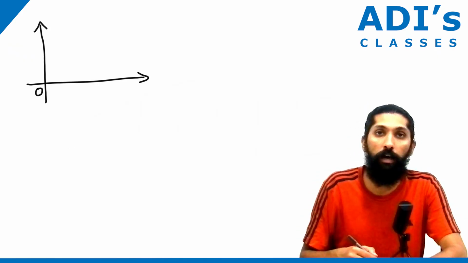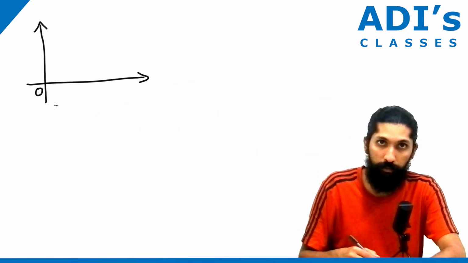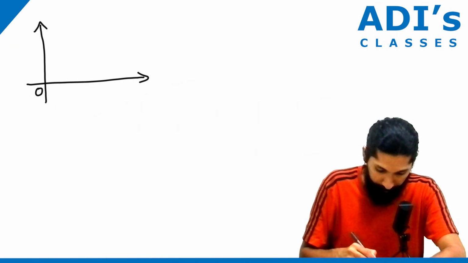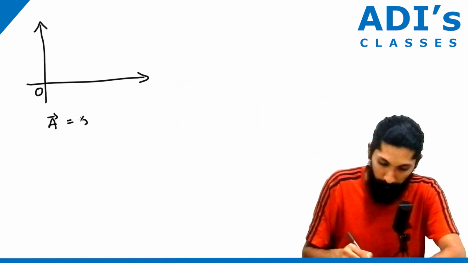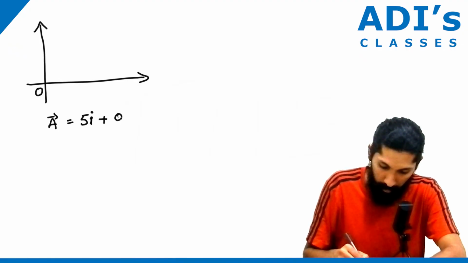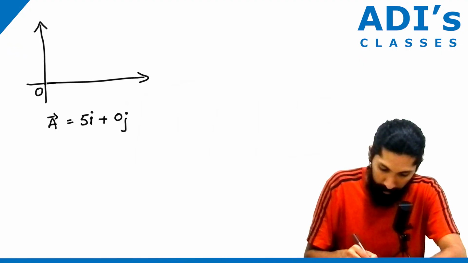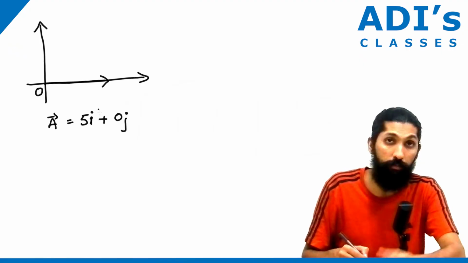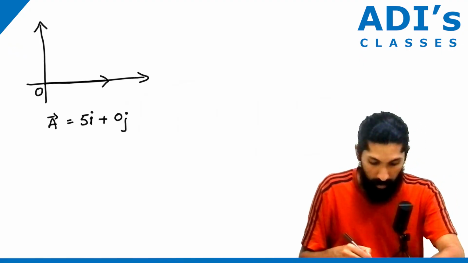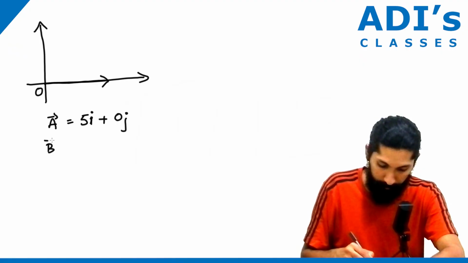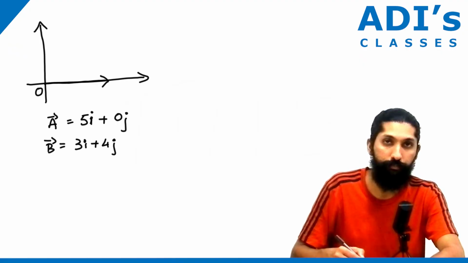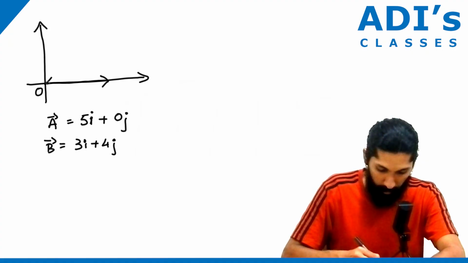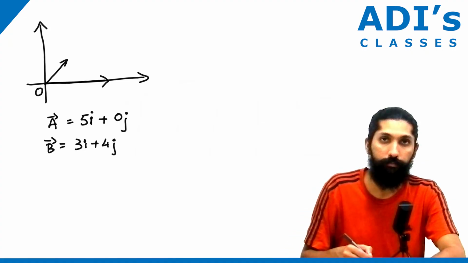Assume that we have two vectors. Say vector A is equal to 5i plus 0j, which is the vector along the x-axis. Say you have another vector B, which is 3i plus 4j. That means it's going to be something like this.